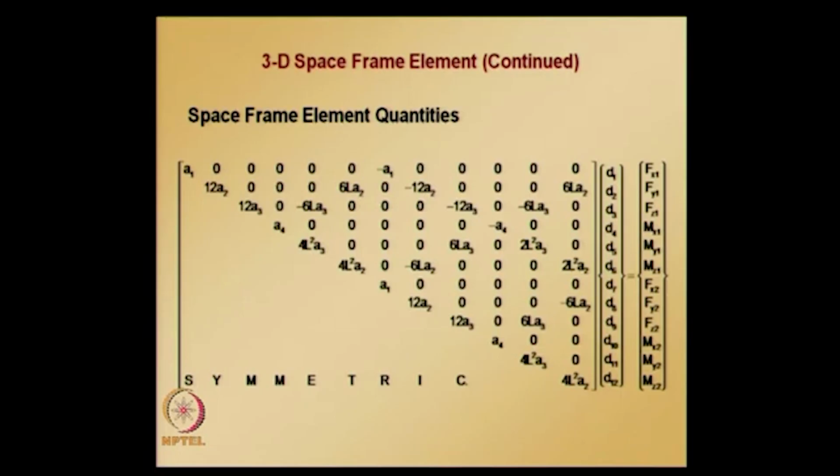And here if you see, the displacement vector has all the degrees of freedom from all the 4 effects, and also the force vector has the corresponding forces due to all effects, and this is similar to the 2D plane frame element equation, except that bending about 2 planes is considered here and torsional effects are also considered here.